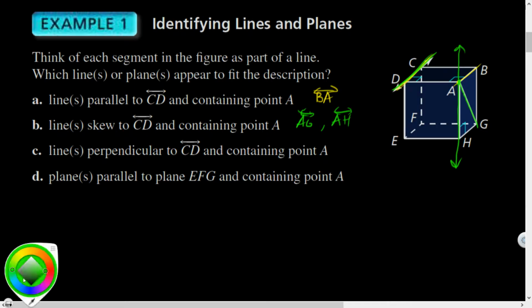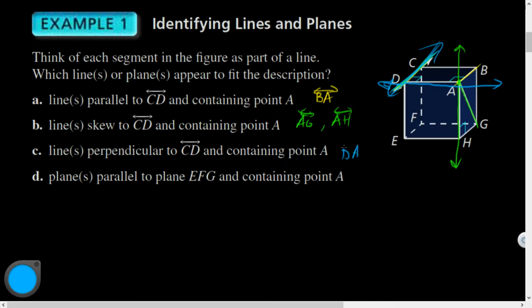Let's see. Lines perpendicular to CD. Wow, it's always CD there. And containing point A. Perpendicular to CD, what's that going to look like? I like how these colors have blended together. That's an excellent color. And there's only one in this case. CB looks perpendicular, but actually I can't even assume that. Same with this one, it looks perpendicular, but those wouldn't have contained A anyway.